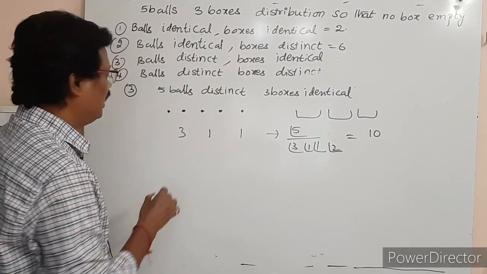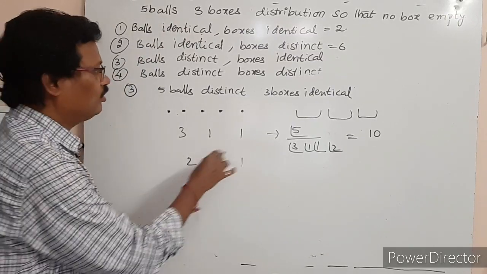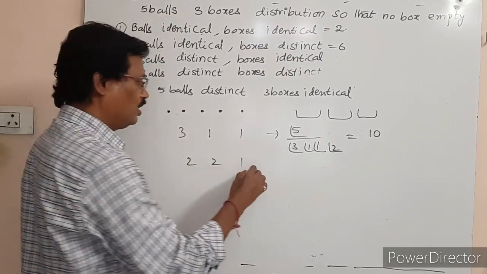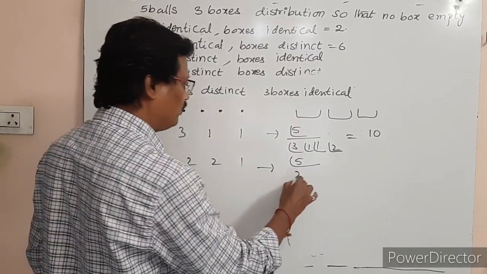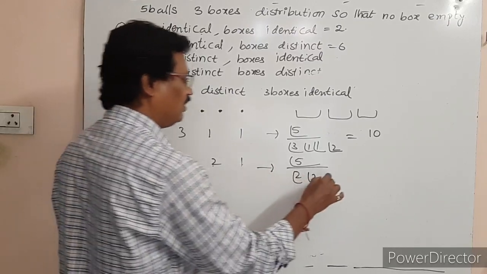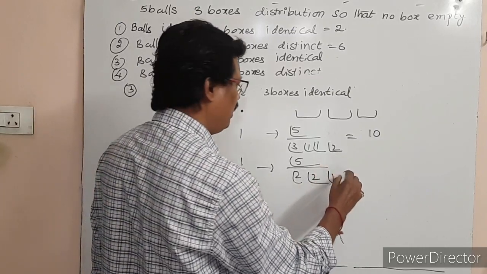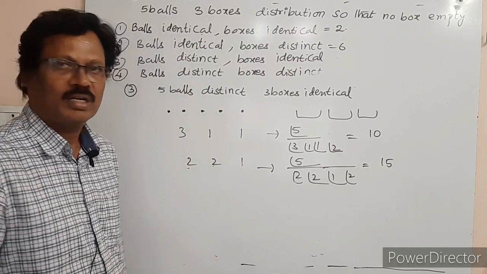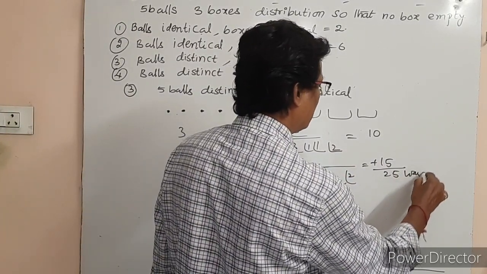10 ways. And another one, 2, 2, 1. Right, so that no box is empty. 5 distinct balls divided into 3 groups, that is 5 factorial by this group containing the 2 distinct balls, 2 factorial, this group containing the 2 distinct balls, this group containing the 1 ball. These are the 2 identical groups, that is why into 2 factorial. Therefore, this is 15. Now the total number of ways, addition of these, is 25 ways we got.